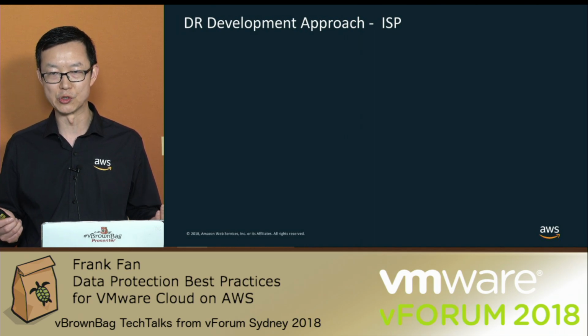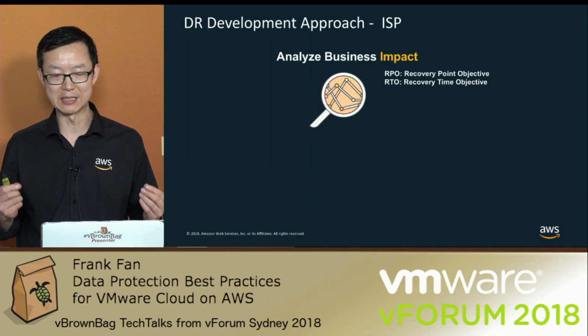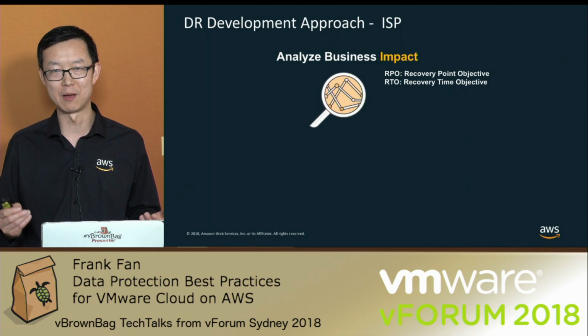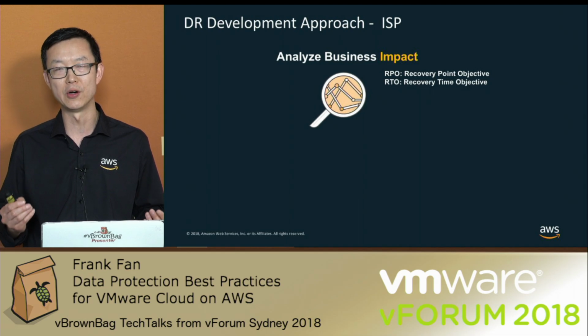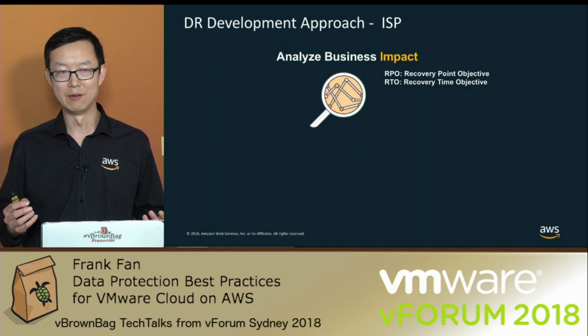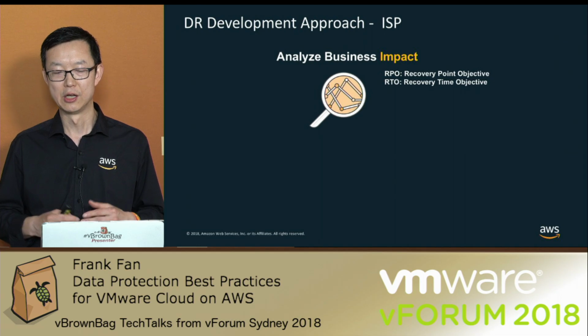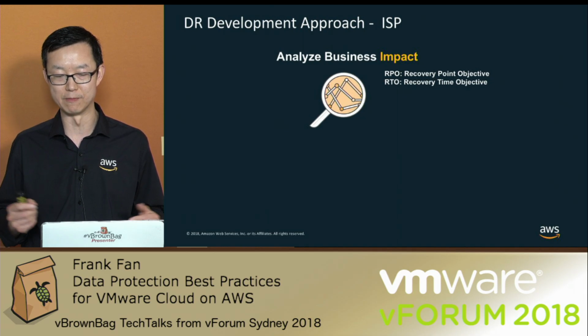Let's start with the approach I call ISP. I stands for impact. You need to analyze business impact with your application owners and challenge them on what their RTO and RPO are. RPO is recovery point objective, which means how much data you can afford to lose during that interval. RTO means recovery time objective, and how quickly you want to restore your service since the disruption.